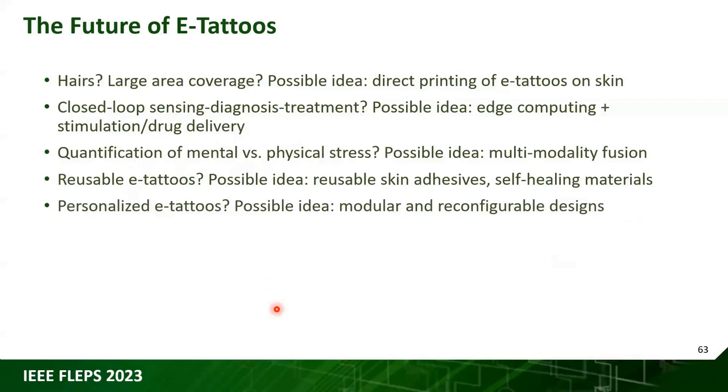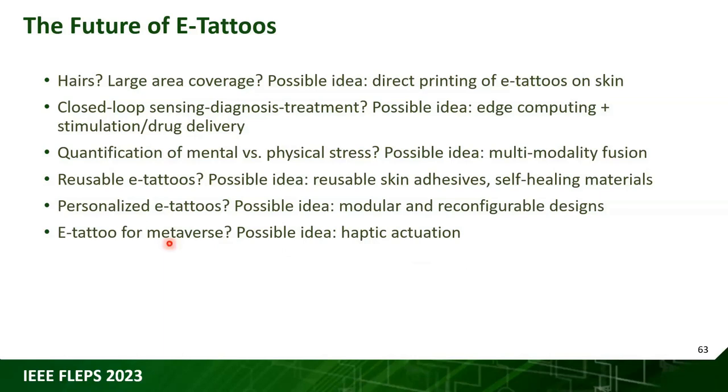And personalized e-tattoos, right? How can we do modular and reconfigurable design so that you already have the components for different people coming in? You just assemble different components for the specific person. E-tattoos for metaverse, there is already emerging work about a haptic actuation on skin, right? E-tattoos for robots, they are called e-skins, okay?